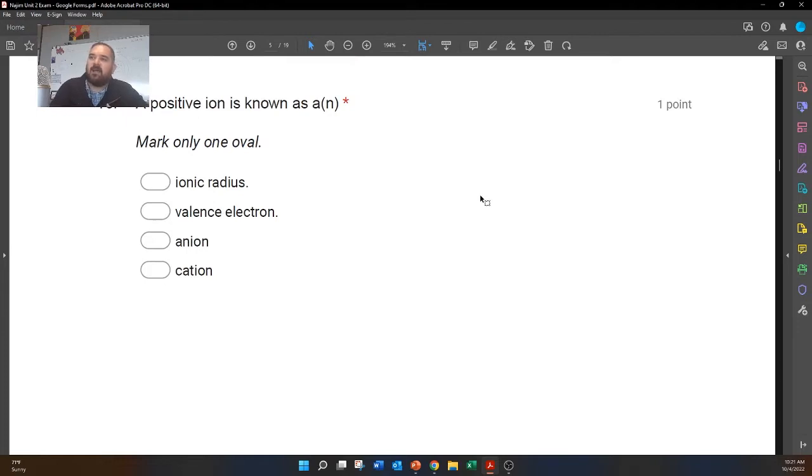A positive ion is known as what? So this is going to be a cation. Remember, the T means positive, and then anion is a negative ion.